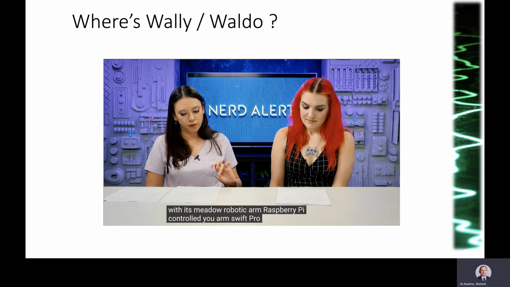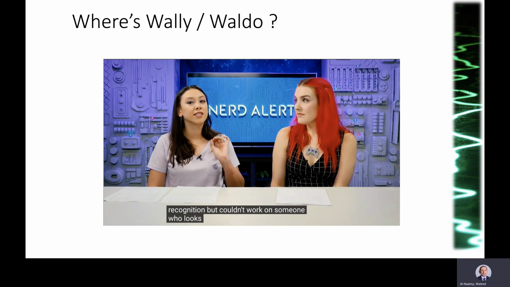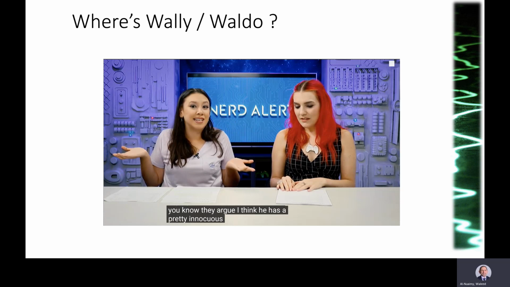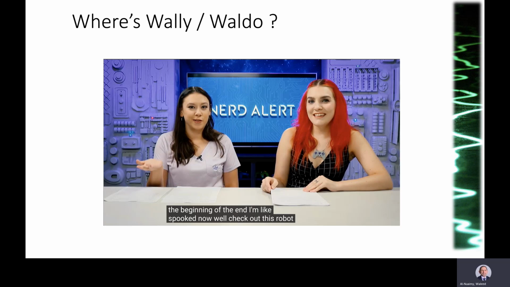But could it work on someone who looks like Waldo, who, you know, sometimes he's in places with a lot of red and white stripes? That's what I'm saying. And a lot of people with glasses, or, you know, they do brown hair. To trick you. I think he has a pretty innocuous look. This is kind of the beginning of the end. I'm like spooked now. Well, check out this robot for yourself.